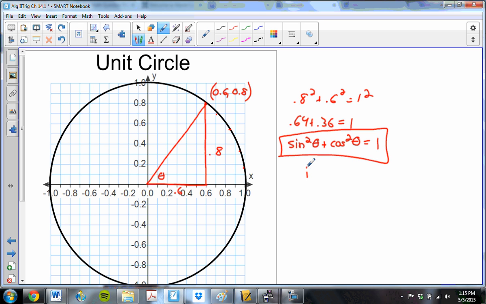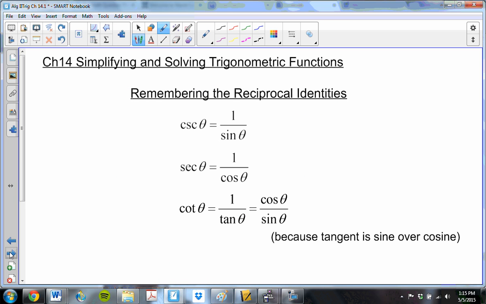It's actually called a Pythag identity, and there are 3 of them. And we use and play with identities in this chapter to simplify and solve trig equations. The 3 basic identities you already know are cosecant is 1 over sine, secant is 1 over cosine, and cotangent is 1 over tangent, which is cosine over sine. Having those 3 memorized makes these chapters go much easier.